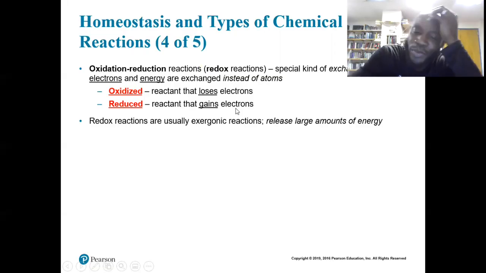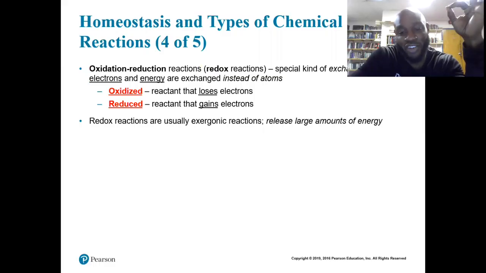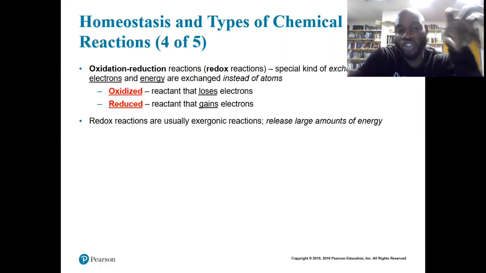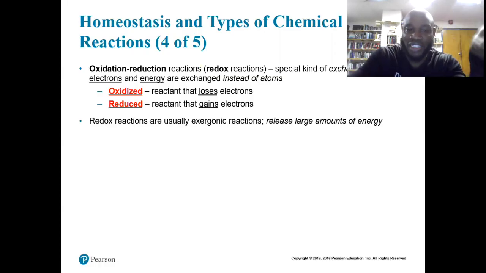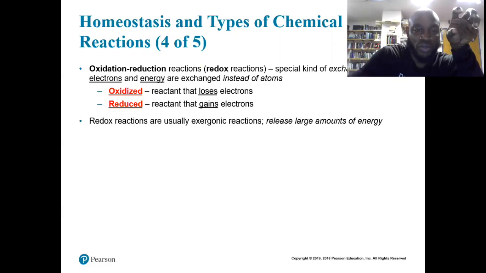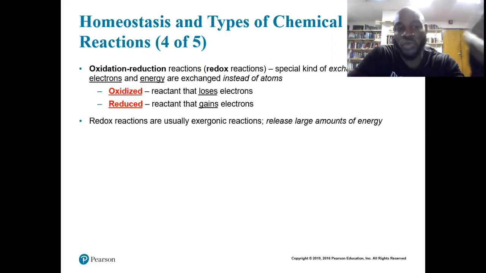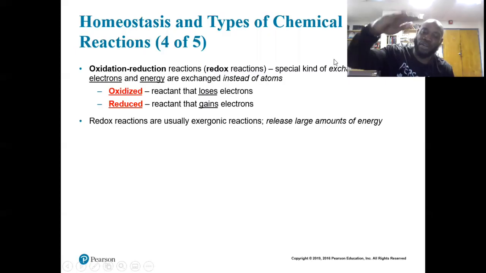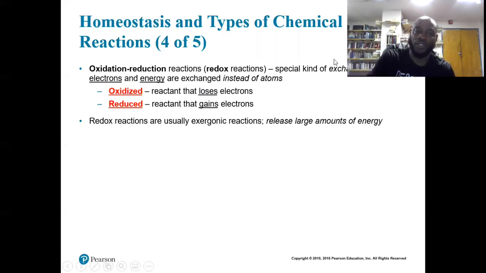Now you may say, well, why do we call the one that gains the electrons reduced? Remember, electrons have a negative charge. Therefore, if I add electrons to something, I'm reducing its overall charge. So that's how you remember it. Oxidized loses electrons. The reactant that's oxidized is losing electrons, and the one that's reduced is gaining electrons. Redox reactions are usually exergonic reactions. It means they release energy, large amounts of energy. They're also considered exchange reactions in the catabolic, exchange, anabolic category.